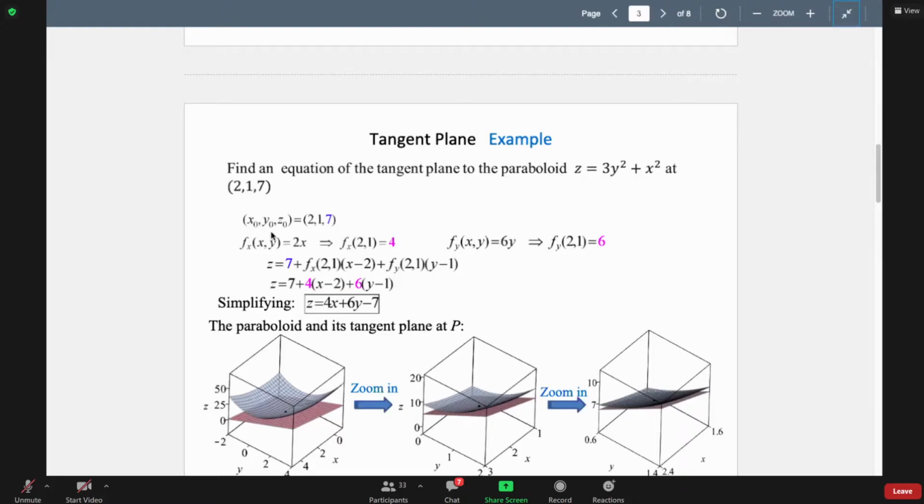Okay, so we have a point x0, y0, z0, that's (2, 1, 7), given. Now, to compute the tangent plane, we need partial derivatives. fx, the partial derivative with respect to x, is just 2x. You treat y as a constant, so fx is just 2x. If you compute this at the specific point, x0 is 2, so of course fx at the specific point is 4.